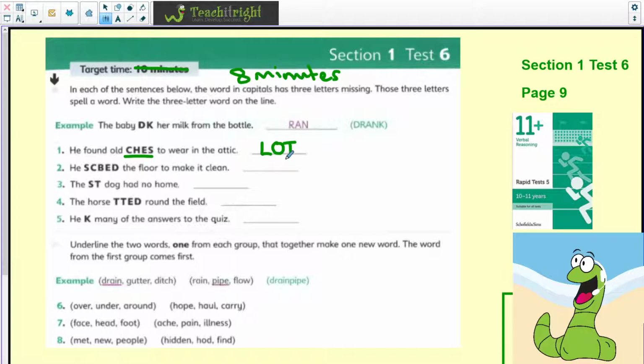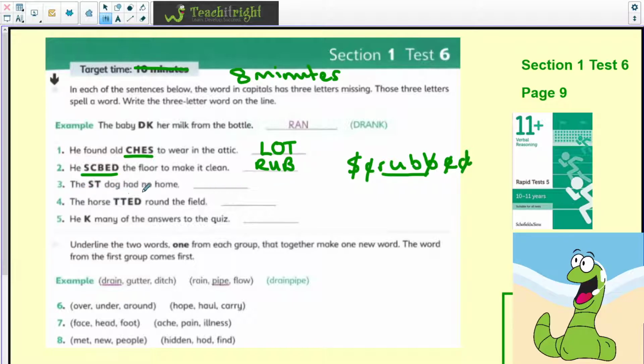And then if we look at the next one, we've got he something the floor to make it clean. What would you have to do to the floor to make it clean? Well, this word is scrubbed. Now if you write out the word scrubbed, giving it 2 B's, and you cross out the letters it gave you, S, C, B, E, D, you're left with the word rub. So the answer is rub. Remember, those letters will always be consecutive.